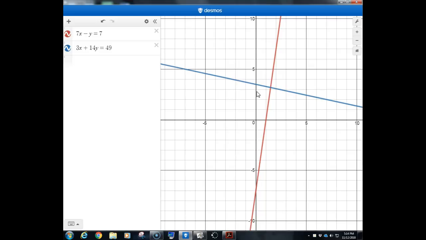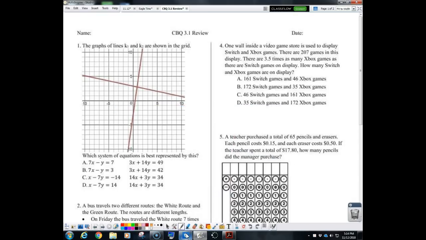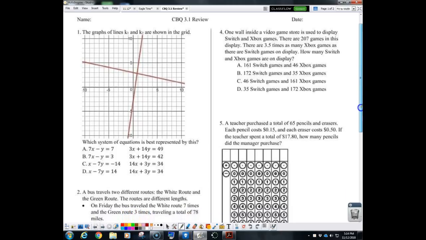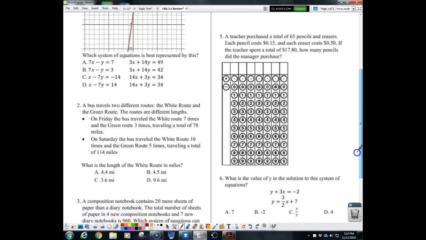What you would have to do is plug in B, C, and D and see which one of those three systems actually matches your graph. Go ahead and work on that one. If you pause me now, you can go on to the next one. All right, so number two.